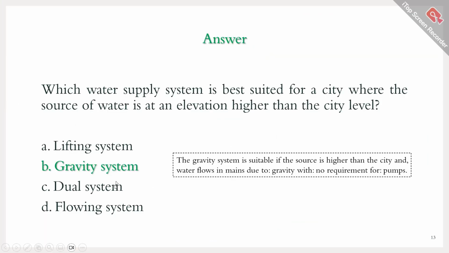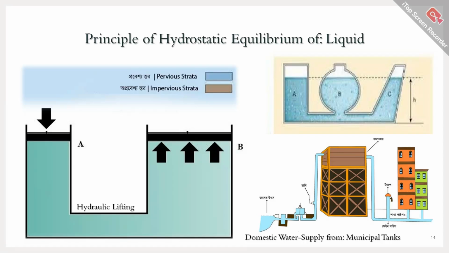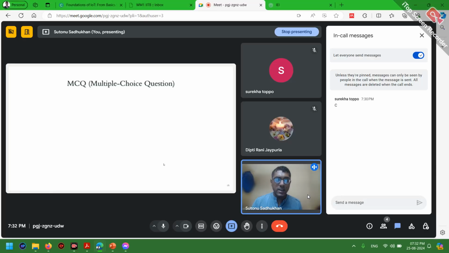This was being discussed because of this question, where it was asked: which water supply system is best suited for a city where the source of water is at an elevation higher than the city level? It's called the gravity system. Domestic water supply from municipal tanks is one example of such gravity systems that we just discussed. Okay, so now let's move on to our next MCQ.